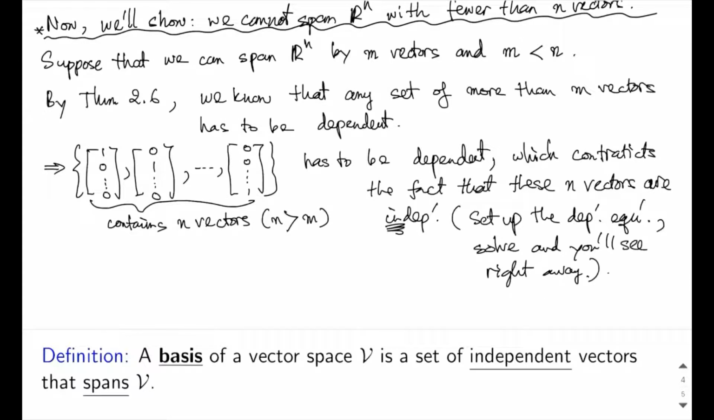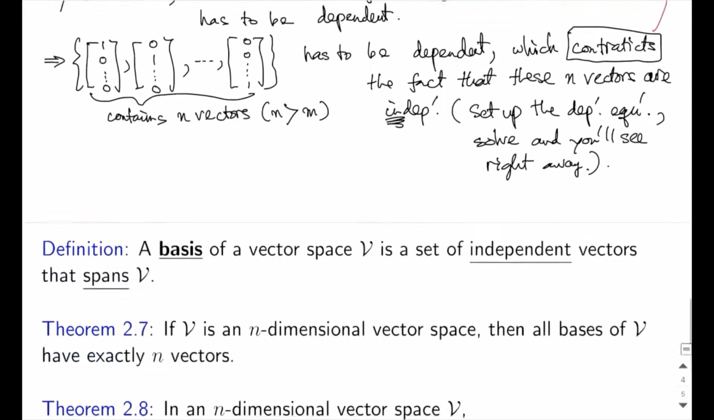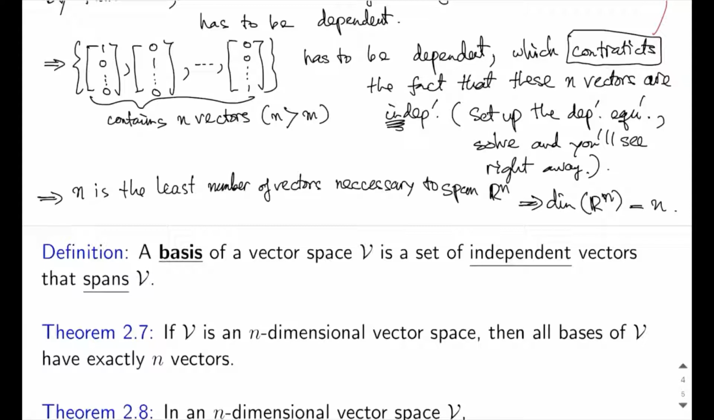All right, so we arrive at a contradiction. That means that whatever we assume or suppose at the beginning is invalid. And if what we assume at the beginning is wrong, then the opposite has to be true. That means we can never be able to span Rn by fewer than n vectors. N vectors is the least number of vectors you can span Rn. Or in other words, the dimension of Rn is n. And this is, in fact, what you have taken for granted for many years.